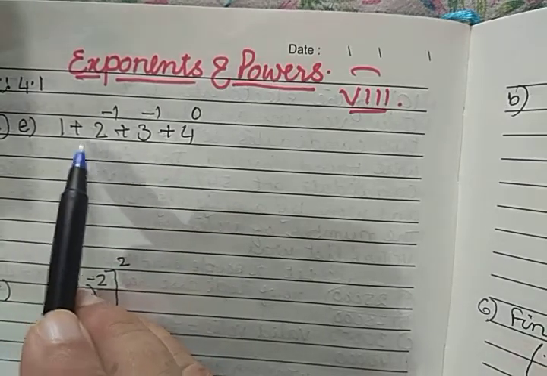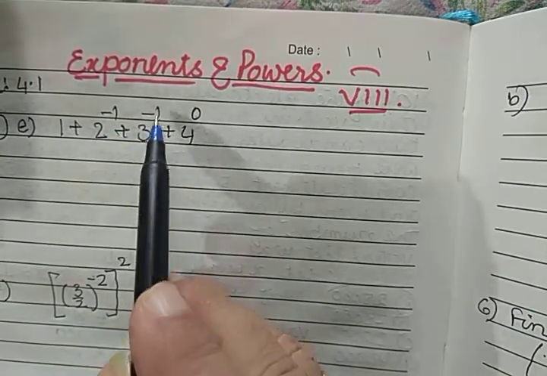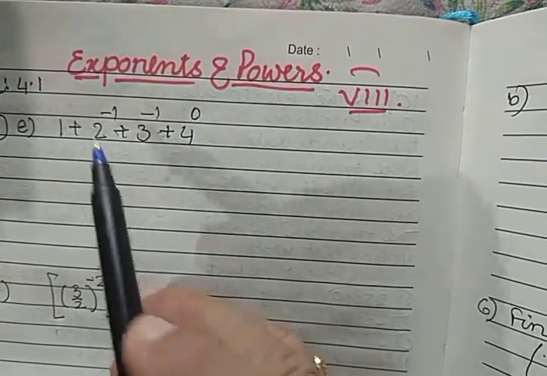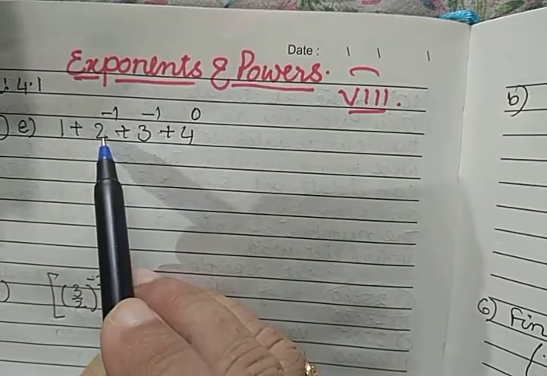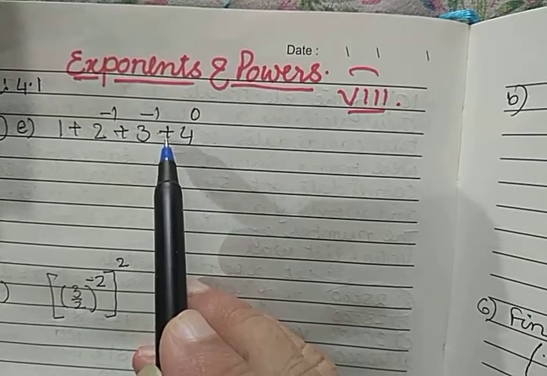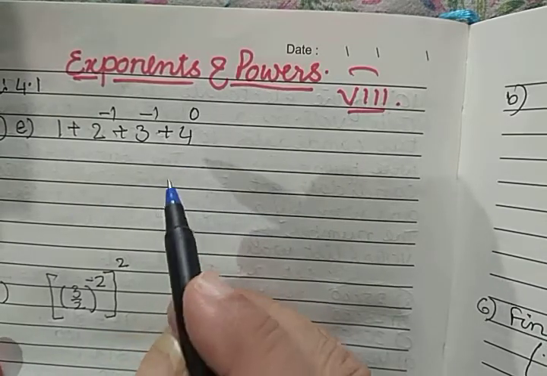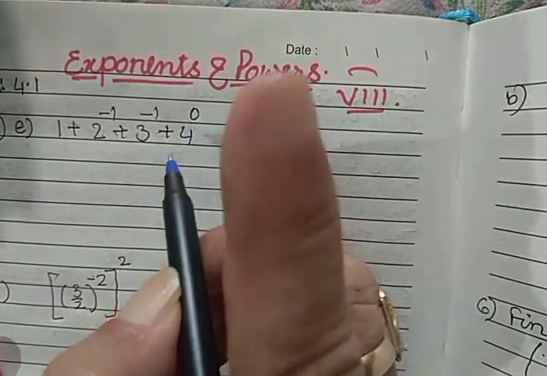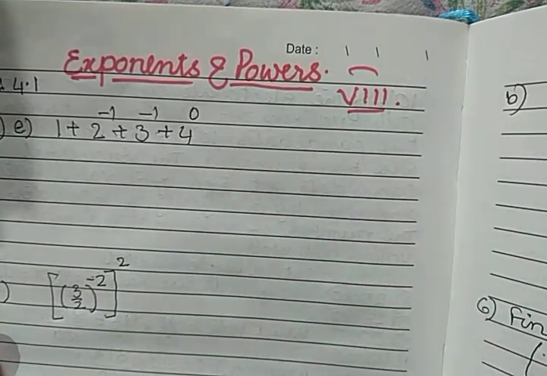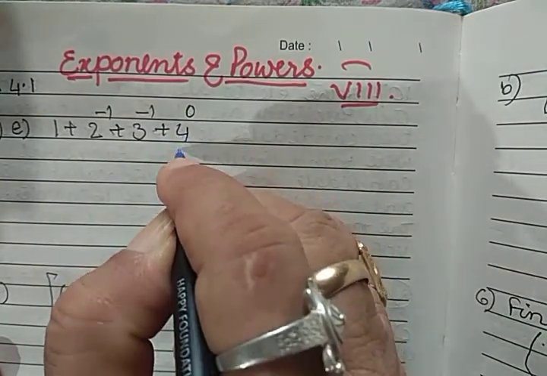1 plus 2 to the power of minus 1 plus 3 to the power of minus 1 plus 4 to the power of 0. So we know that any base to the power of 0 is equal to 1. So in place of 4 to the power of 0, we can take 1.